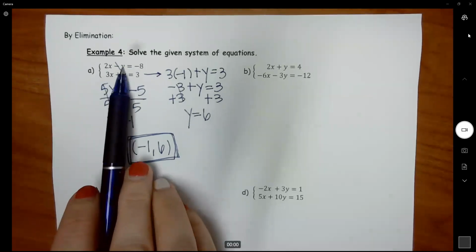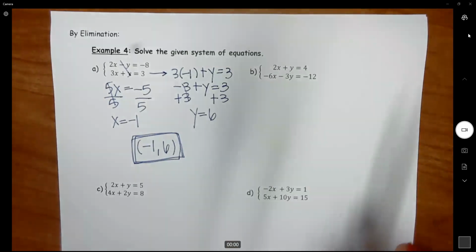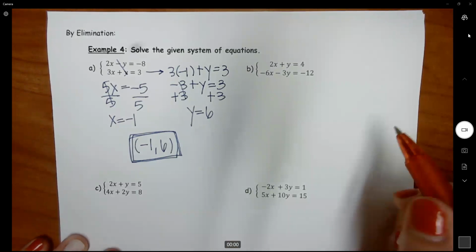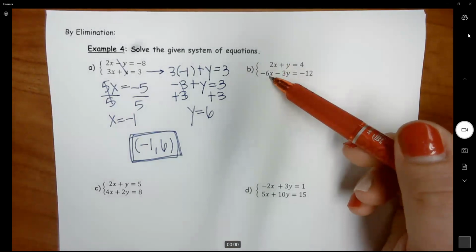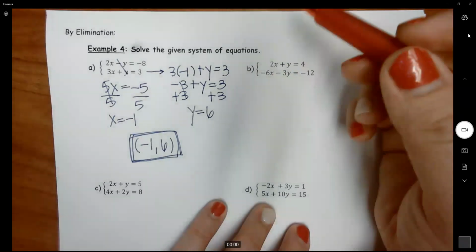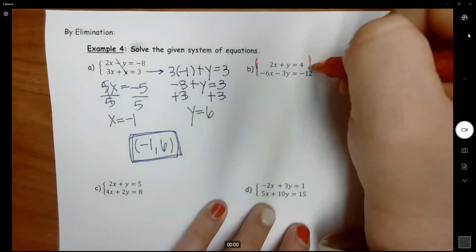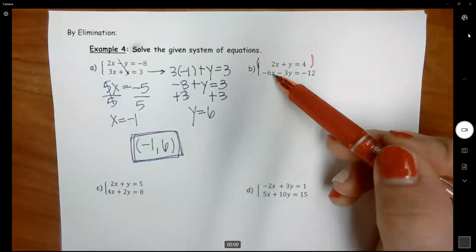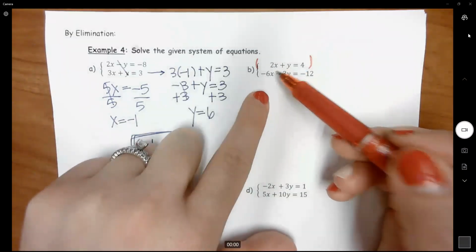Now, while this one was set up for elimination, this one does not automatically have something that you can eliminate. So we have to do a little bit of work. In this one, I can see that my x's do have a positive and a negative. And so I'm going to go ahead and try to get rid of my x's. So I'm going to multiply this whole equation on the top by something to try to get it to eliminate. If I'm getting rid of that x again, 2 times what gives me 6 to eliminate this, and that's 3.